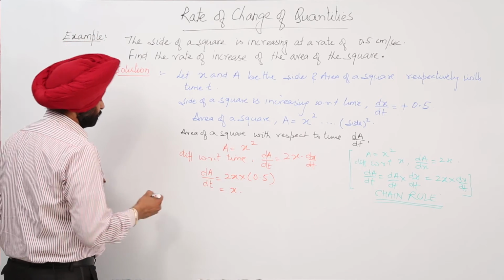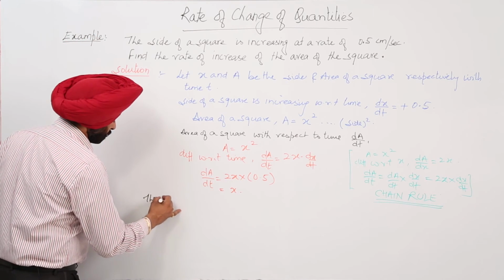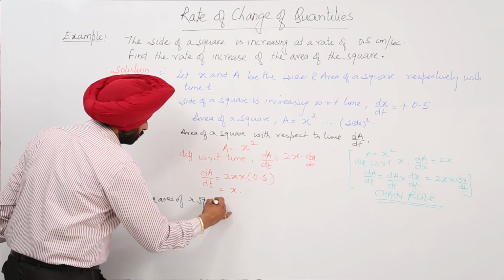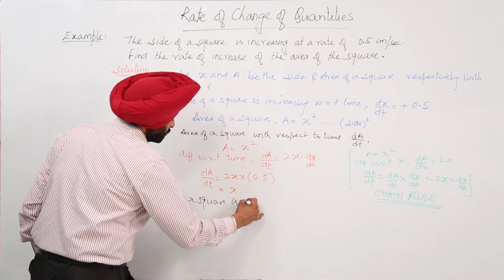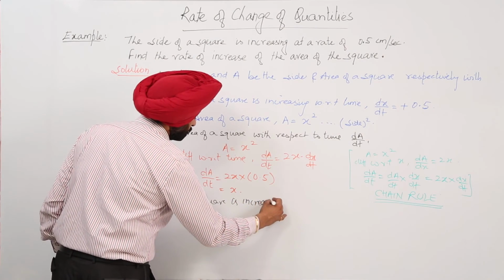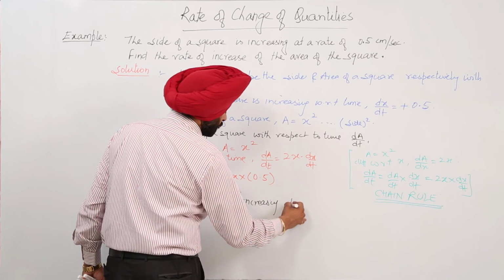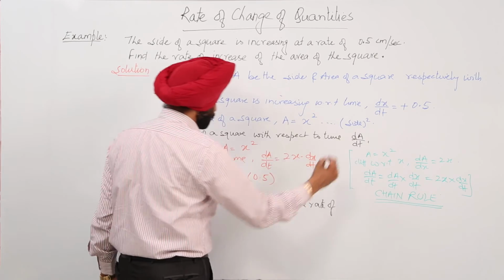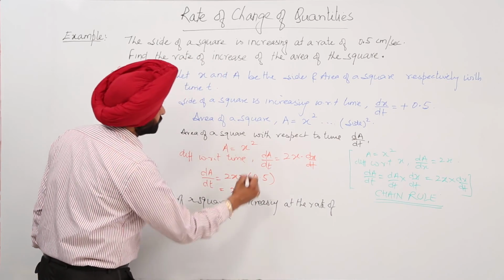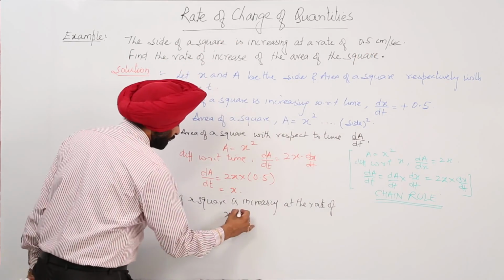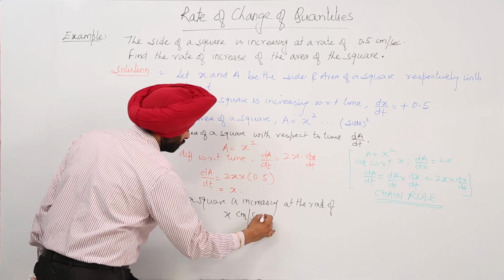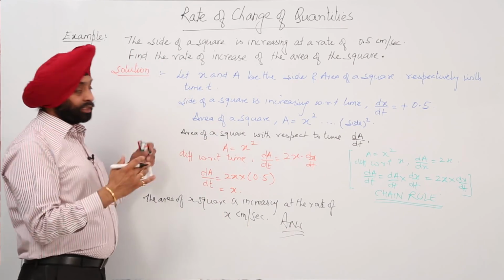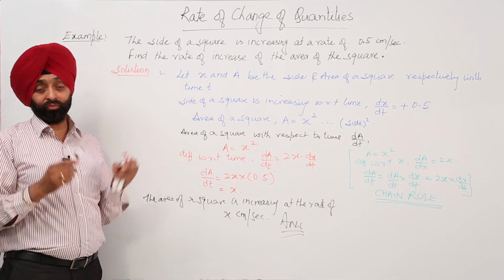The area of a square is increasing at the rate of x. Remember what unit is given: x centimeter per second, and this is the answer. Okay, like this we have to go. This is a basic question, a very simple question.